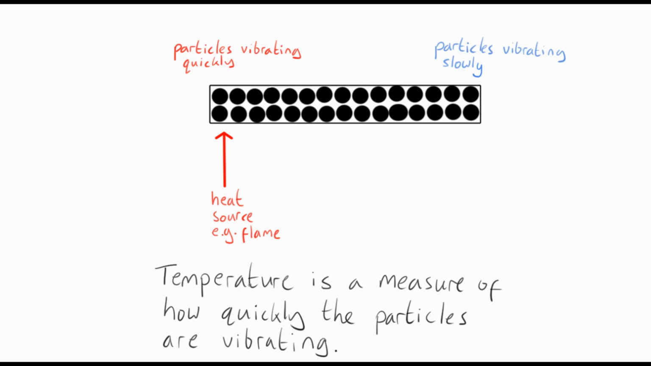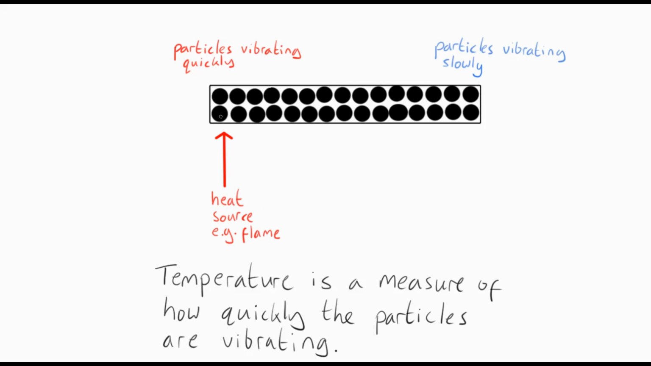Well, temperature is a measure of how quickly the particles in something are vibrating. It's a measure of their kinetic energy. Let's have a look at this example. This could be an iron rod, let's say. We're heating it at one end with a heat source, for example a flame from a Bunsen burner.